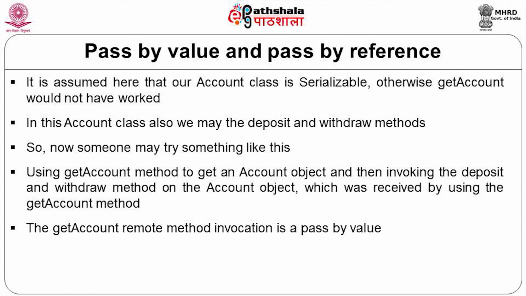The impression which is available, of course, in this account class, we also have a deposit and withdraw method. So someone does something like this, he says, okay, let me get the account object and invoke the deposit and withdraw method on the account object which I have received by using the get account method. Now what you've got here with the get account method, when it is a remote method invocation, it is a pass by value.